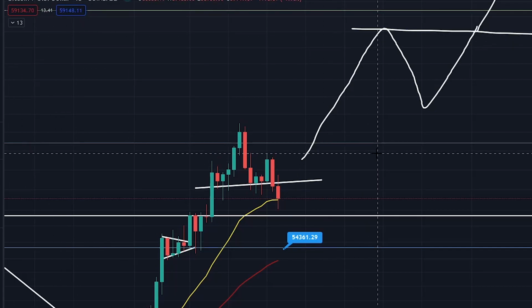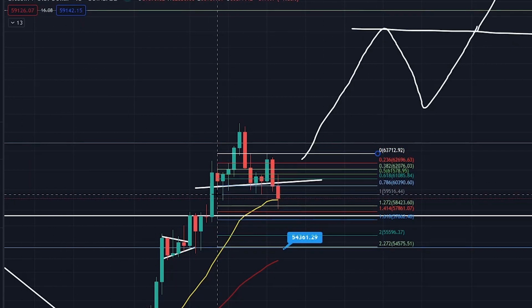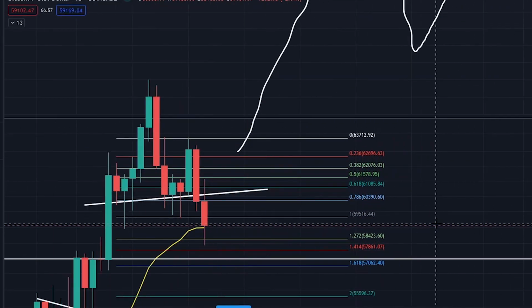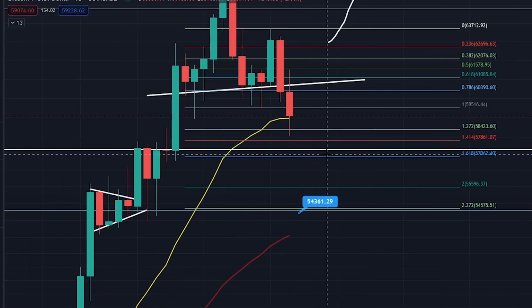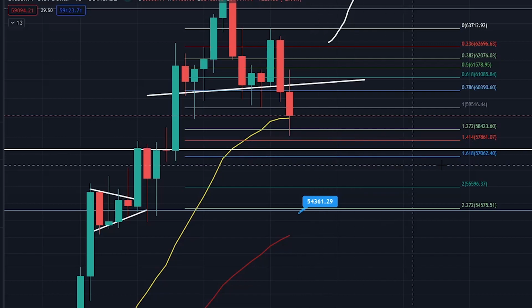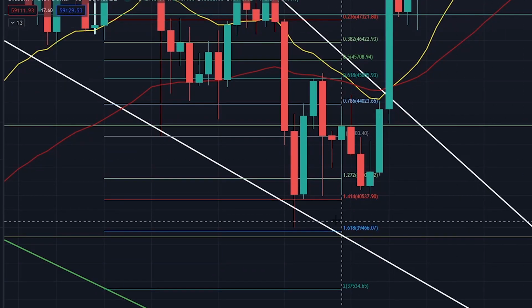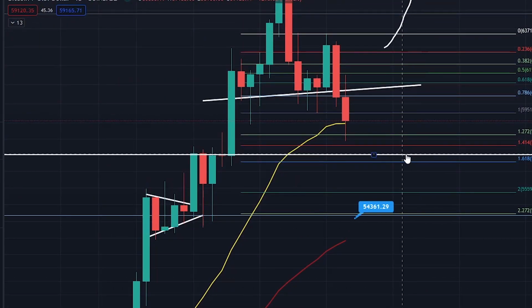So for me right now, if we just take a look at the 1414, where is that? You can see that we've not actually come down to it yet. We've come down to the 1272 at 58,423, and the 1414 is actually a bit longer than our white line. It's a little bit shy of a 1618. If we look at that, that was shy of the 1618 as well. But potentially, you're just going to come down to this white line.